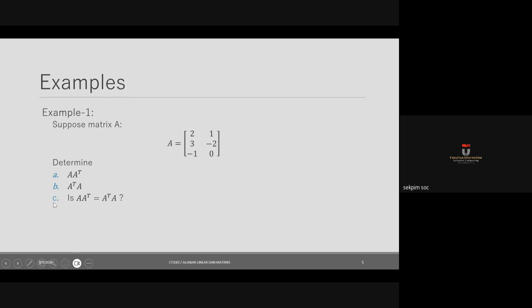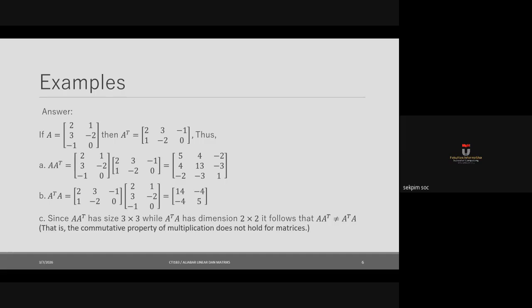And you should answer whether it is satisfied: A transpose equal to A transpose A, right? So to know the answer for point C, we need to determine either A and B, and check whether the results from A and B are equal, okay?